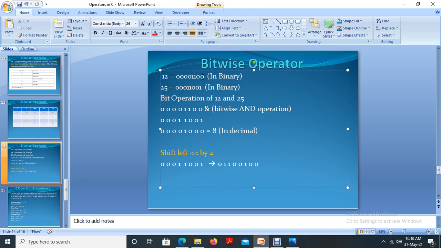Here this is the binary converted value of 12: 0, 0, 0, 0, 1, 1, 0, 0. So this is the binary value of 12. We are taking the 8-bit pattern, but we could take a 4-bit pattern because 12 is within the 4-bit limit.